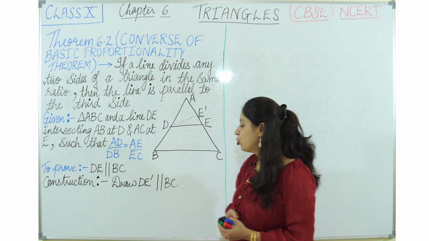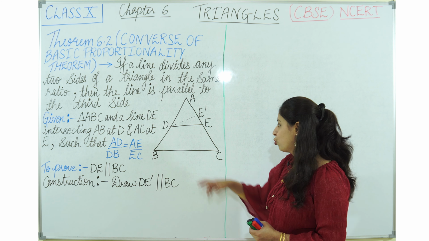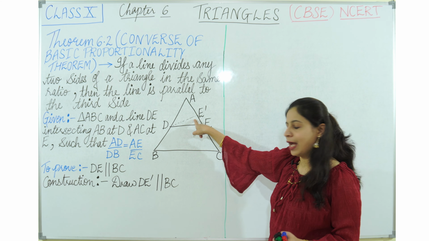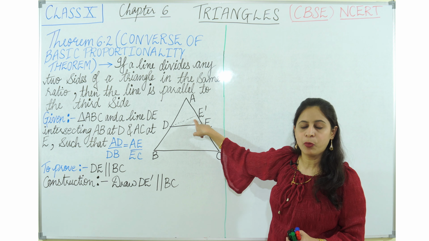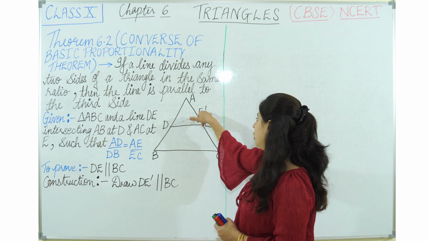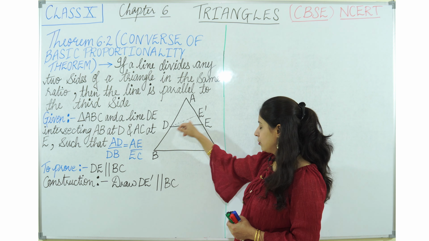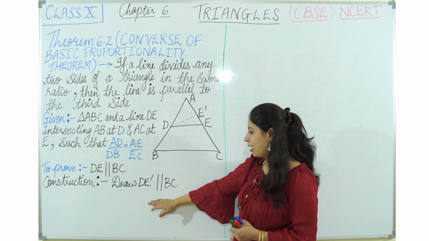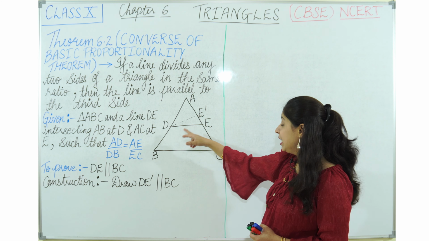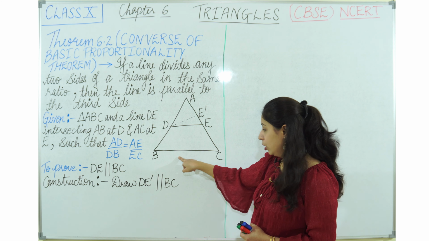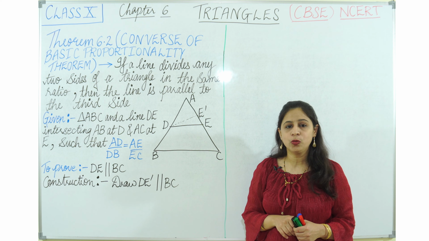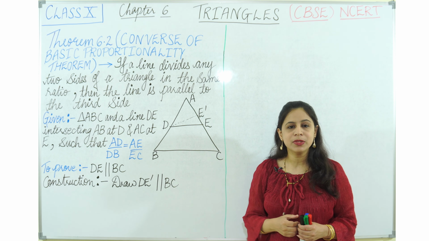For that we need to do one construction. We need to draw DE dash. You can take any point over here; I have taken E dash over here. You can denote it with any point. So E is over here, E dash over here. I am drawing DE dash parallel to BC.